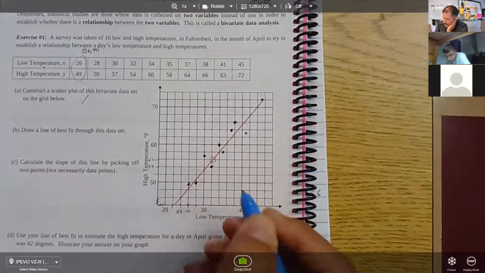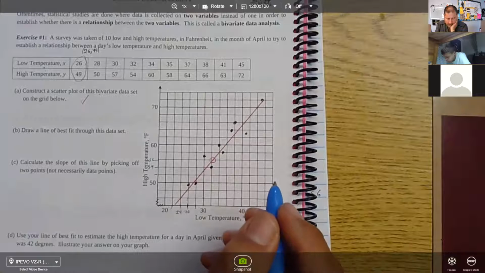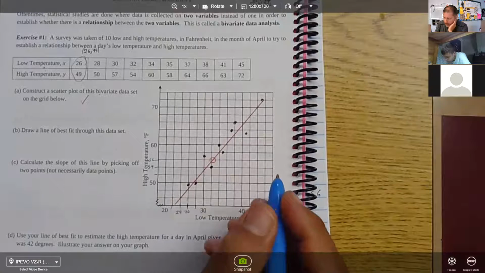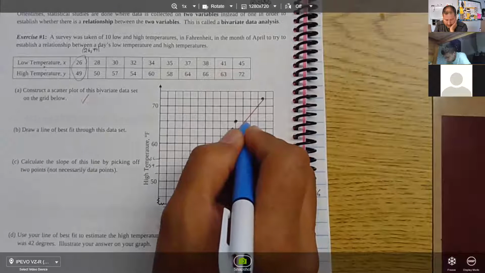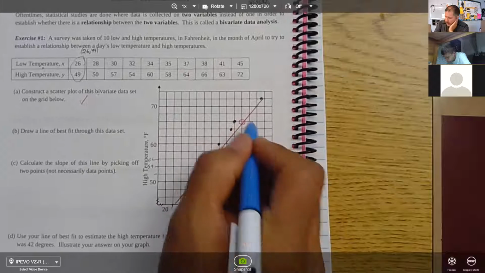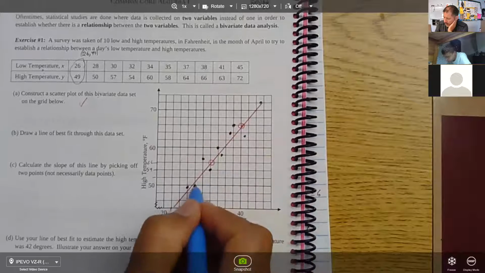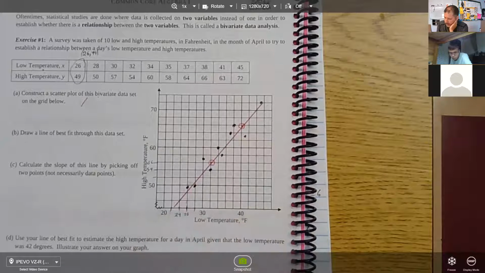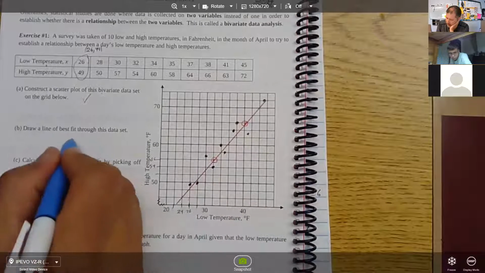Looks like it crosses here. Try to find 2 points where it crosses once you draw your line of best fit. You don't want to force it, but you do want to find 2 points that it gets really close to. I think it's pretty close to being here. All right, so there's 2 points that it intersects pretty closely. Okay, draw a line of best fit, check.